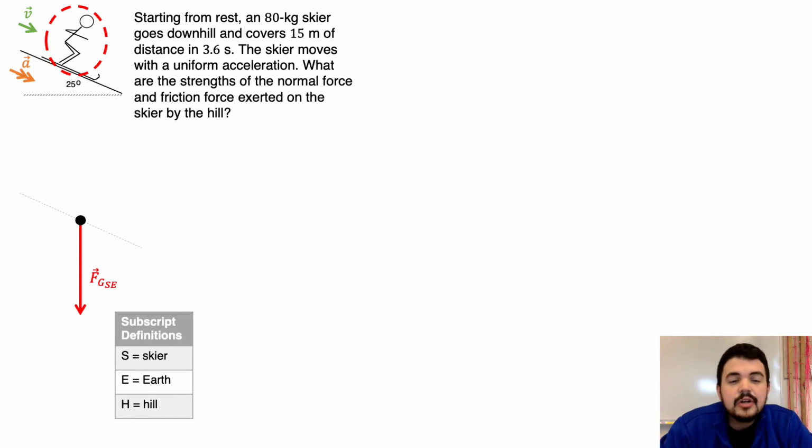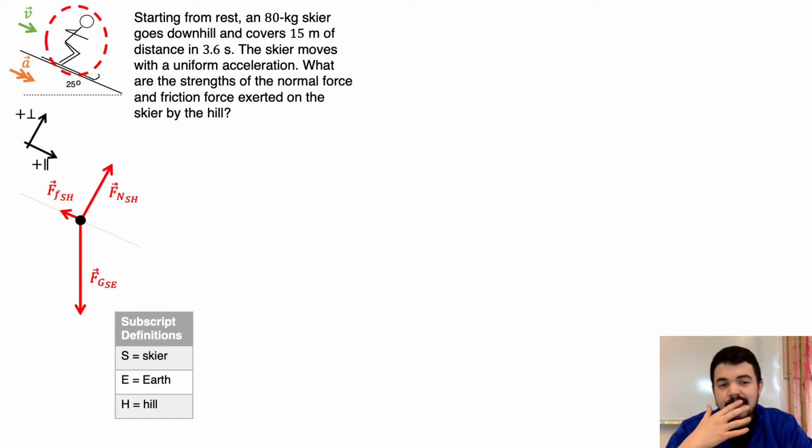I have a downward gravitational force on the skier by the earth. I have a normal force on the skier by the hill in a direction that's perpendicular to the incline, and I have a friction force on the skier by the hill, and that friction force points uphill because the skier's velocity is downhill and they're sliding downhill. Let's make a list of givens and, not givens, unknowns yet.